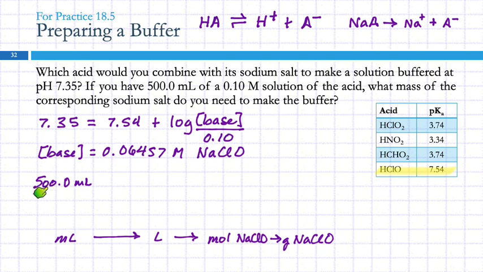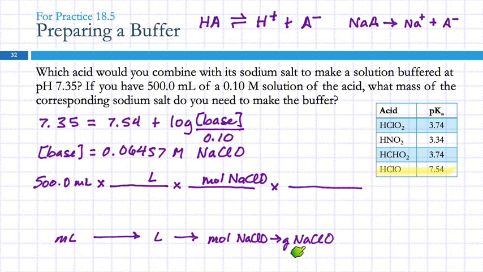I'm starting with milliliters. Every arrow is going to represent a fraction. So I've got 3 arrows. I'm going to have 3 fractions here. I'm going from milliliters to liters, just like down here. And the next fraction, I'm going from liters to moles of NaClO. And the next one, moles of NaClO to grams of NaClO.